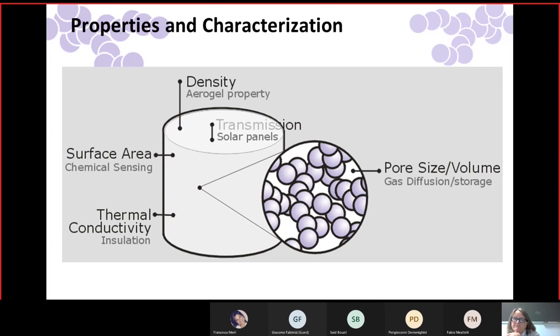Surface area is important for chemical sensing, which is an application, and is important for catalysis, which is another application. We care about thermal conductivity, particularly what's attractive about aerogels is their low thermal conductivity. So they can be used in insulating systems, and I'll talk about that more next week. And then this pore size. What is the size of the pores? What is the pore volume is important for gas diffusion, the catalysis applications.